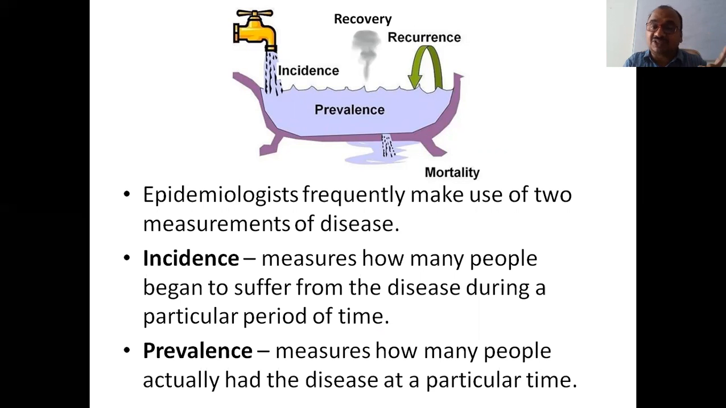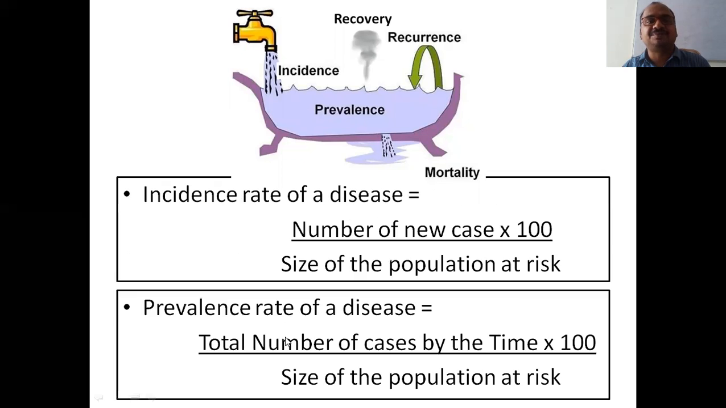Prevalence means it measures how many people actually had the disease at a particular time, from 2019 December to 2020 December. See here in this diagram I have mentioned incidence at a particular time, how much water is coming. Prevalence, how much water is already there from the past. That is the definition. And these formulas are very important. All the slides are very important.